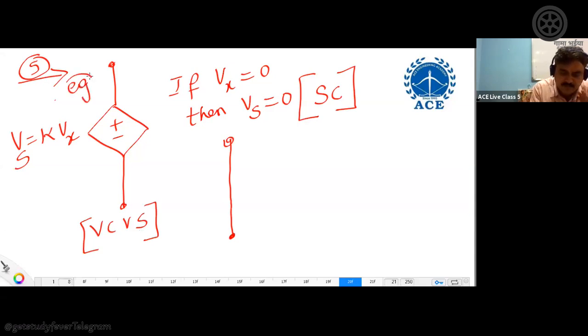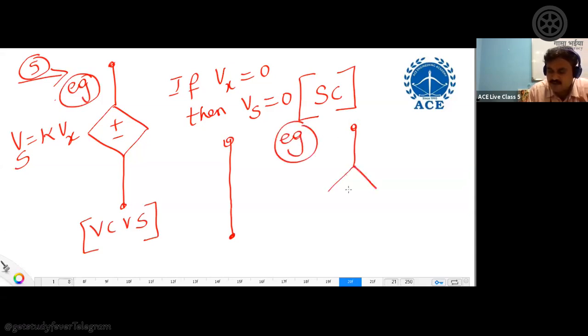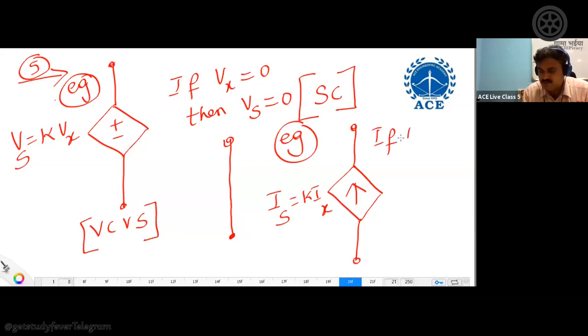Similarly, suppose you have a current controlled current source, let us take one more case. I am assuming this as a current controlled current source, Is equal to some constant K into Ix. Now, for any reason, if Ix becomes 0, the controlling branch response is current. That means this dependent source is completely controlled by current. Ix becomes 0, then the value of Is becomes 0. Current becoming 0 means what? It is an open circuit. So you can replace it with an open circuit.